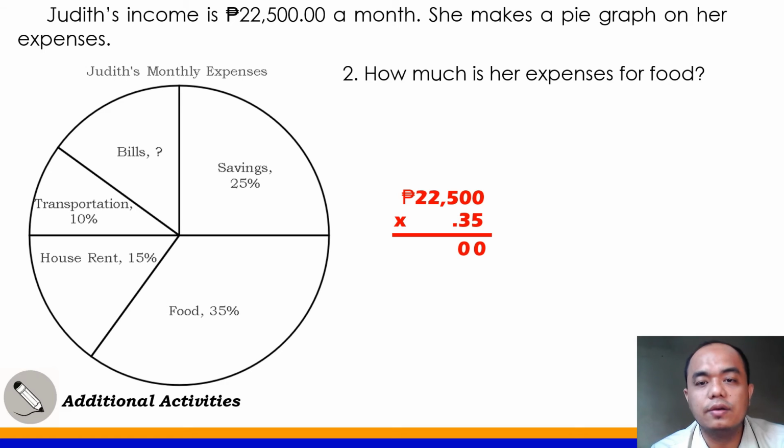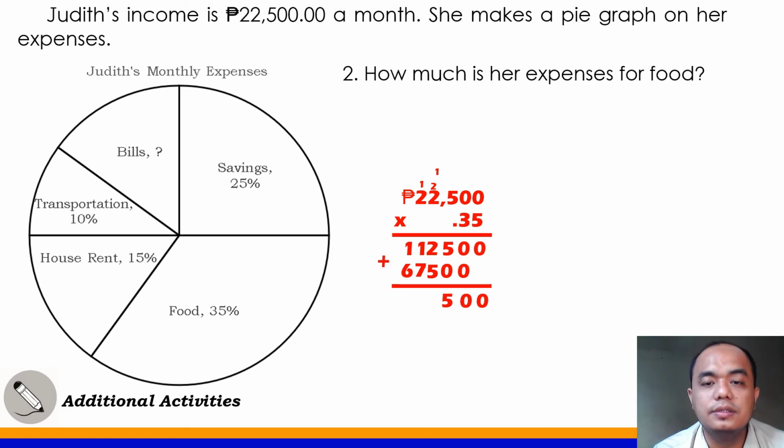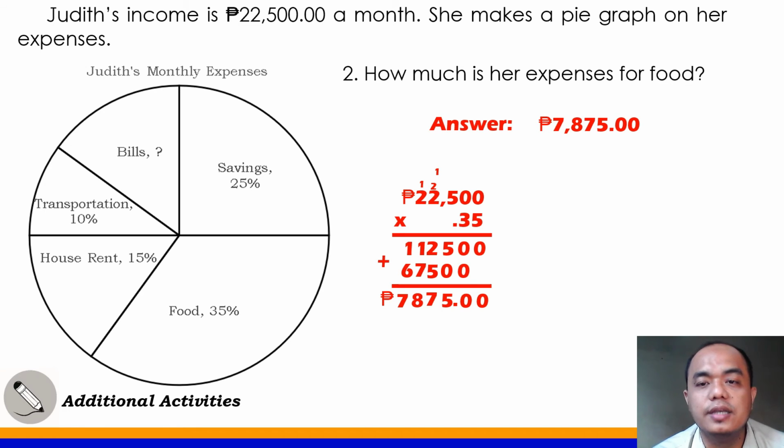So, 5 times 0, 0, 5 times 0, 0, 5 times 5, 25, carry 2, 5 times 2 is 10, plus 2 is 12, carry 1, 5 times 2 is 10, plus 1 is 11, 3 times 0 is 0, 3 times 0, 0, 3 times 5 is 15, carry 1, 3 times 2 is 6, plus 1 is 7, 3 times 2 is 6, okay? So, add natin yan. We have 0, 0, 5, 7, 8, and 7. Dalawang decimal place value. So, yung final answer natin dito ay 7,875 pesos yung expenses niya para sa kanilang food or pagkain.